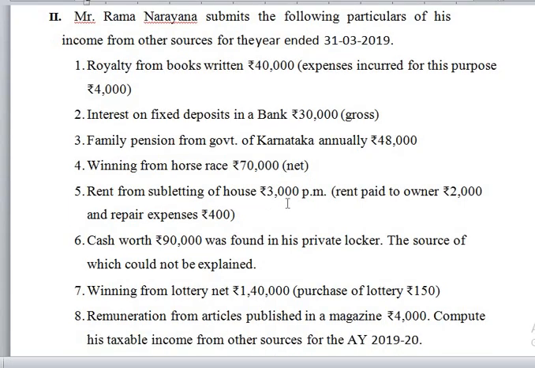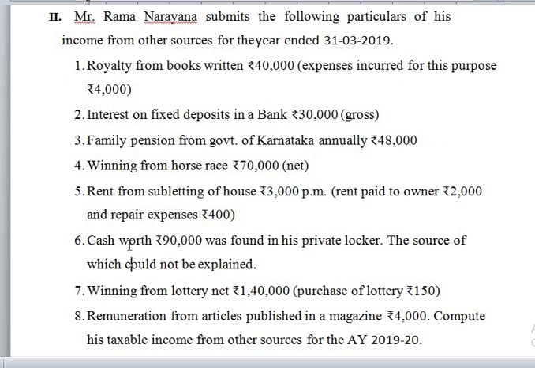Rent from subletting of house, rupees 3,000 per month. Rent paid to owner, rupees 2,000. Repair expenses, rupees 400. So here it is nothing but income from subletting of house. The income from subletting of house will be 3,000 per month. Then these two payments, 2,000 and 400, must be deductible from the subletting rent. Here they have not given per month or per annum, so in such case, the entire amount must be deductible from the income from subletting of house.